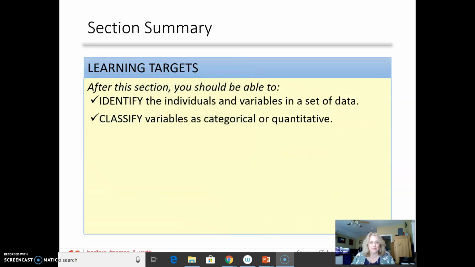Today what we've talked about is identifying the individuals and variables in a data set, and classifying variables as categorical or quantitative. Hopefully that was clear for you and you understand the difference.